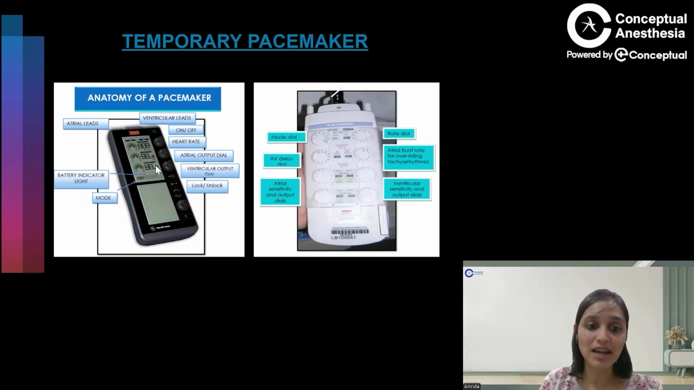So this is another company. Similarly, in this model, there are no numbers. You just move these dials. This dial sets the mode. This sets the rate. This one is specifically used when you need to do override pacing, which we'll also discuss. There is something called an AV delay dial, which I will explain in detail. This is the sensitivity and output for the atrium. This is the sensitivity and output for the ventricle. Lots of terms here, but I will explain all the terms that I have mentioned.